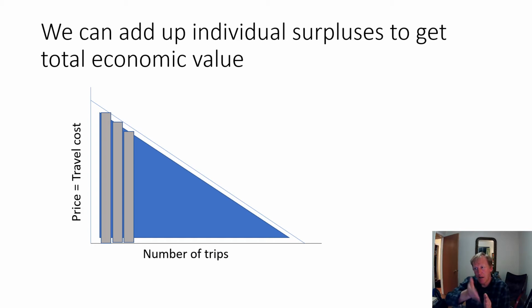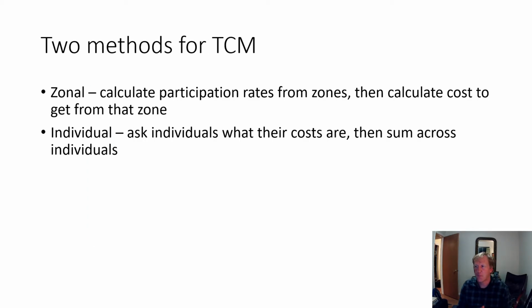So we can stack those up. We can look at the number of trips as a function of the cost to get there, either in gas, in time, whatever. And if we do this for enough observations, then we can start to map out the demand curve.